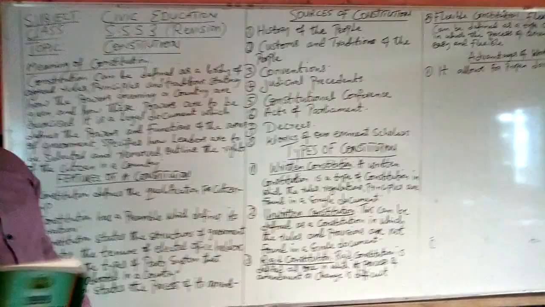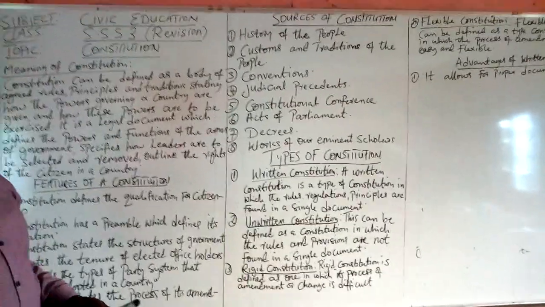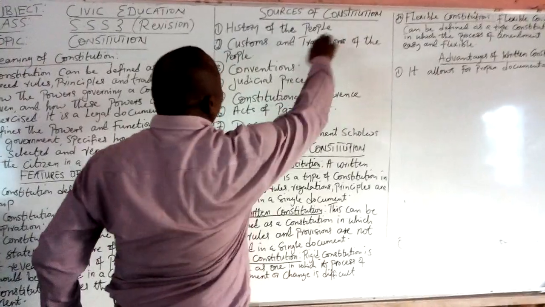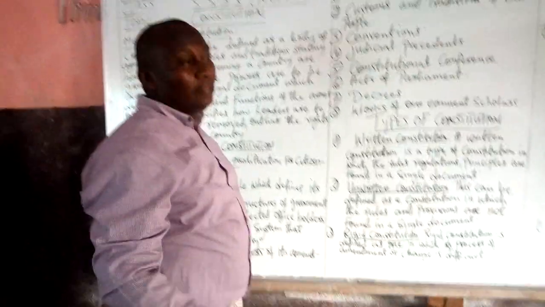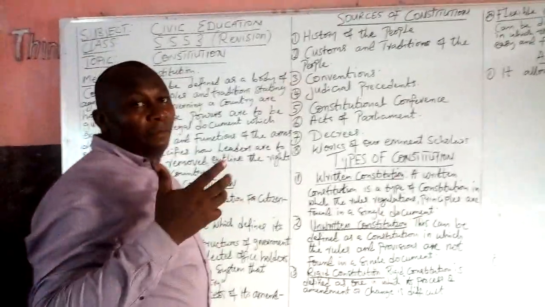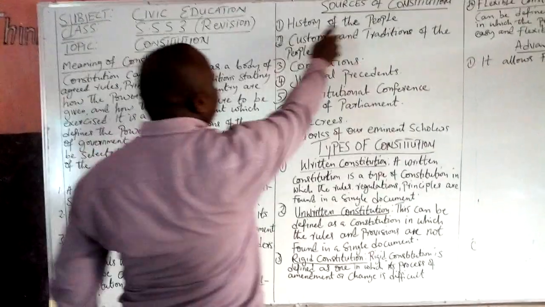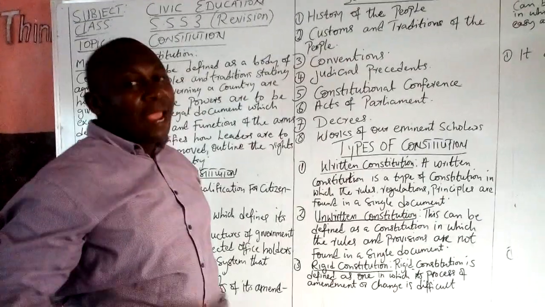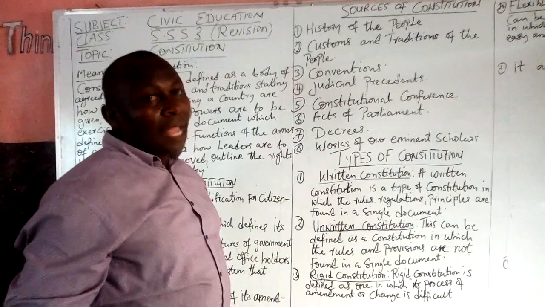Okay, let's look at the sources of constitution. When I say sources of constitution, I mean how we come about our constitution. How do we derive our constitution? From which quarter did we derive or form our constitution? Number one is the history of the people. What I mean by the history of the people is what has happened in that country for a number of years. That's the history of the people.